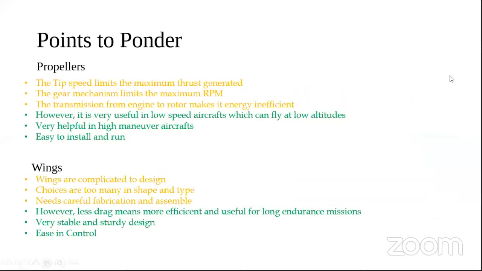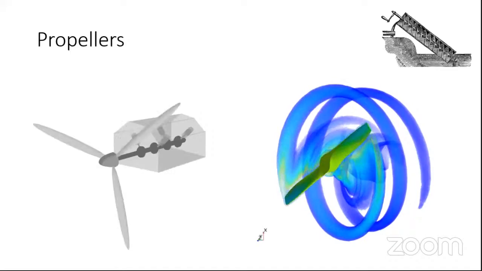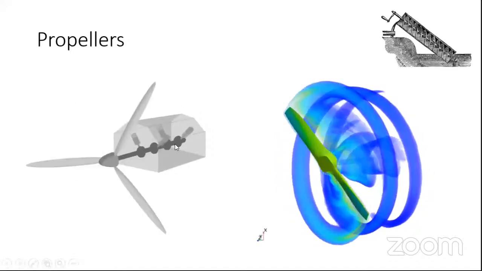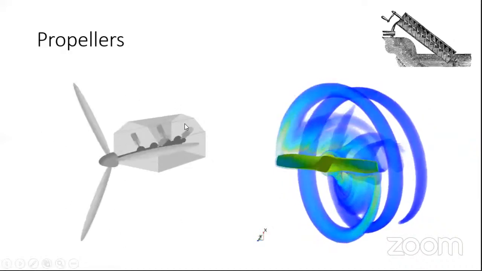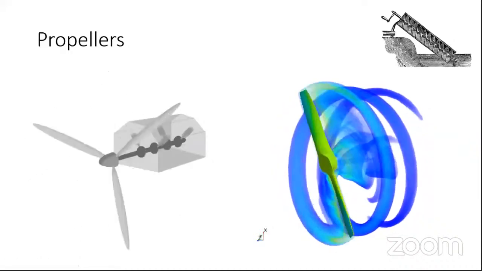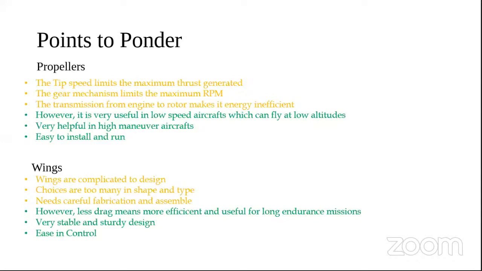Now, if we consolidate what we see in terms of propellers, the tip speed limits the maximum thrust generated, which is obvious. Now, the gear mechanism. The engine is not going to directly give all the torque. It is going to use a lot of mechanism to deliver it so that we can change the speed. So again, maximum RPM is limited. You cannot have an infinite RPM. The transmission from the engine makes it not very energy efficient. You lose a lot of input energy.